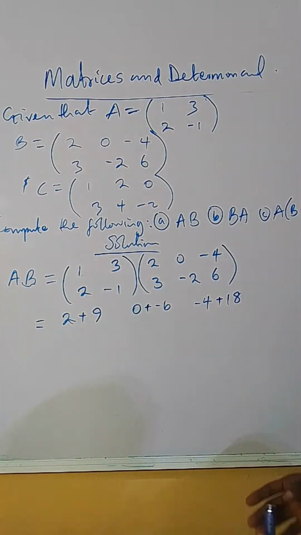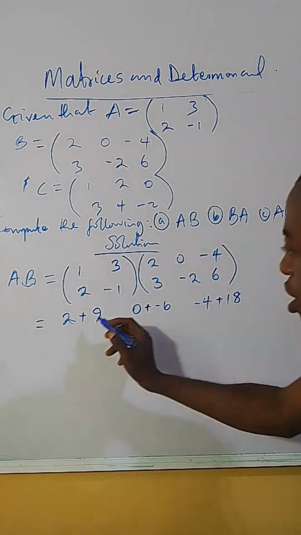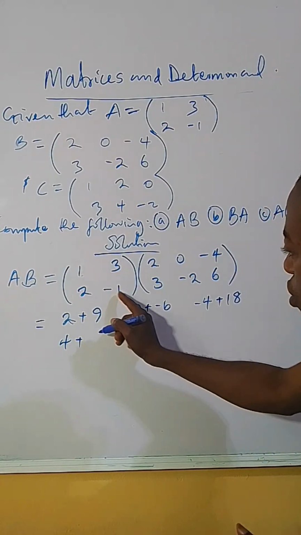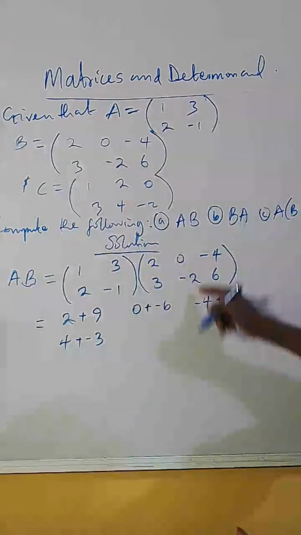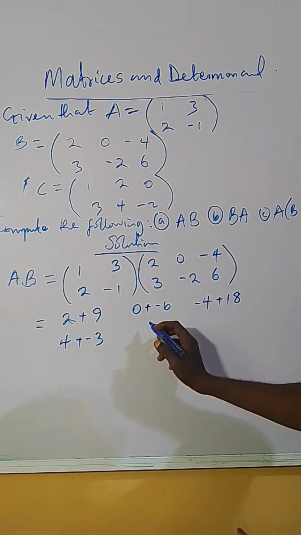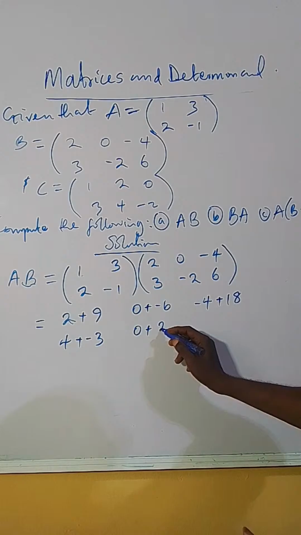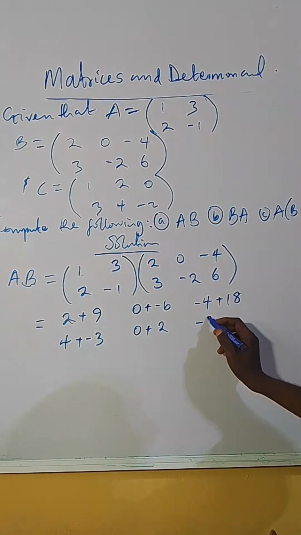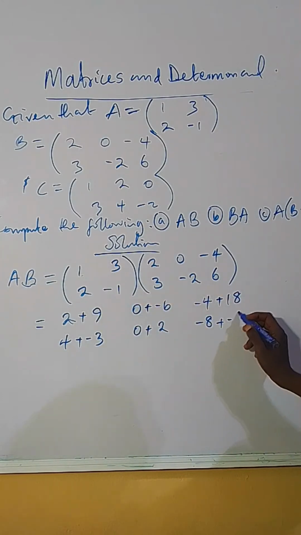Now move to the second row. Use that same row to handle these 3 columns. Here we have 2 times 2, that's 4, plus minus 1 times 3, minus 3. Then 2 times 0, that's 0, plus minus 1 times minus 2, that's plus 2. Also, 2 times minus 4, that's minus 8, plus minus 1 times 6, that's minus 6.